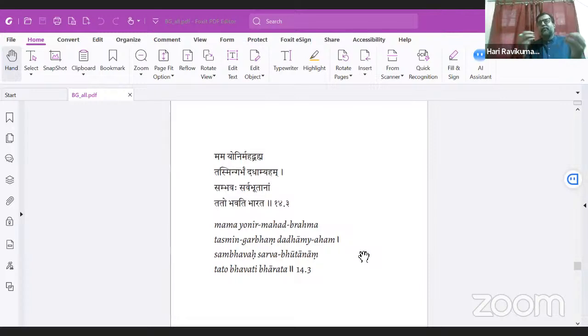This basic idea of creation, a few of these verses talk about the nature of creation, but it's very sketchy. The Vedas talk about the idea of Srishti in greater detail.